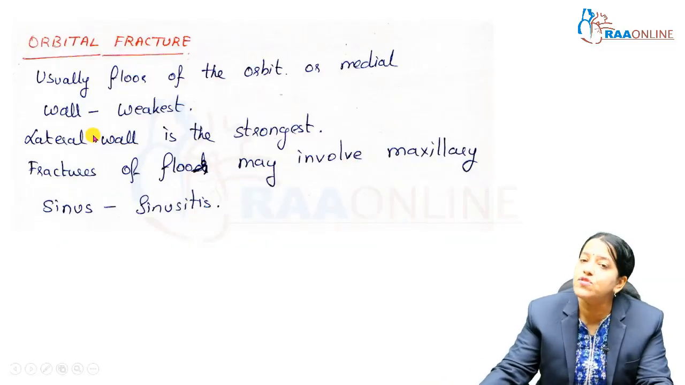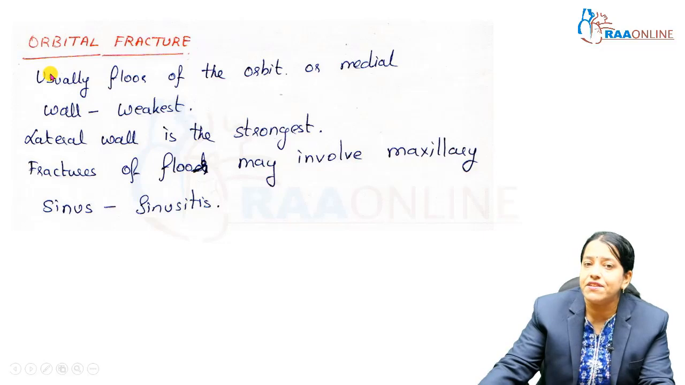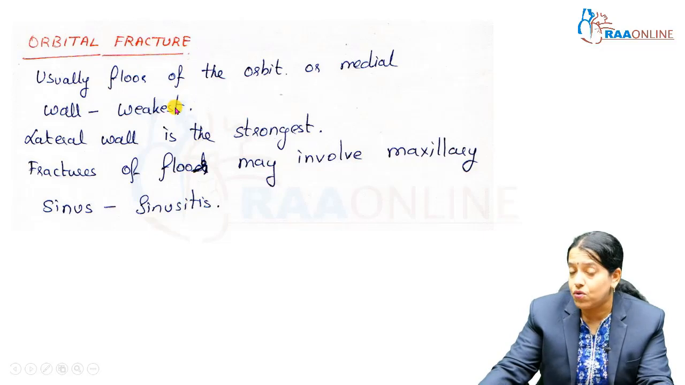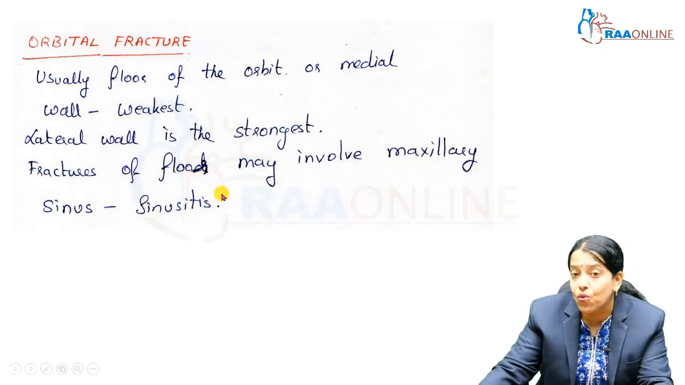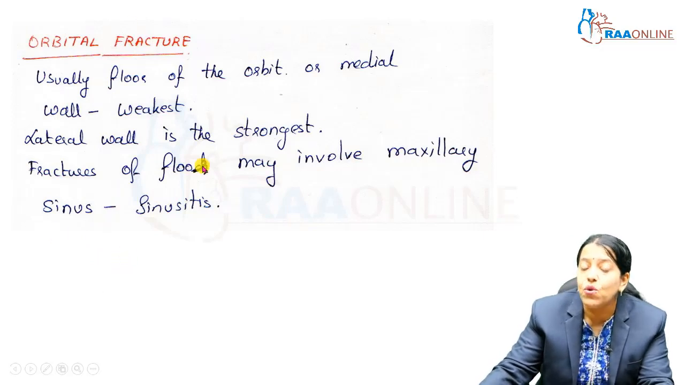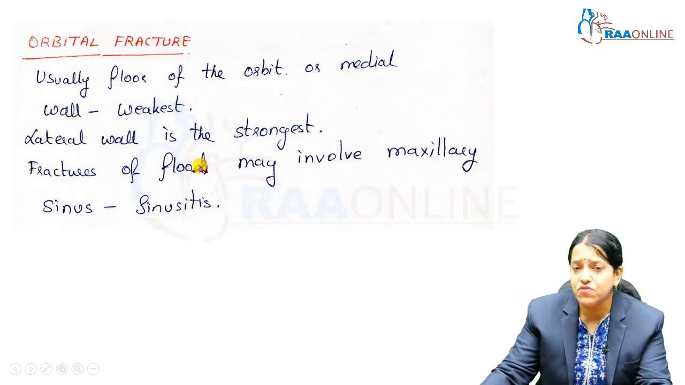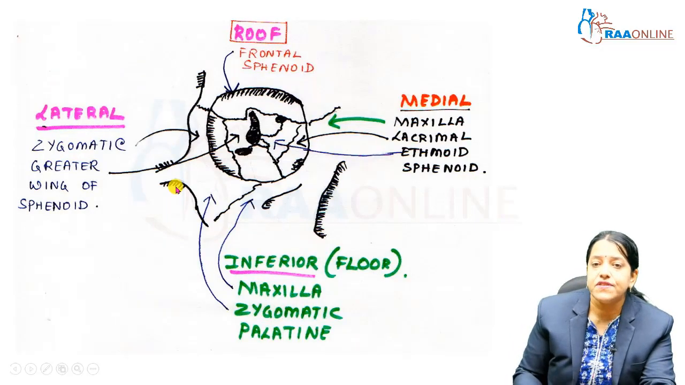Now why do we have to study the orbit? Orbital fracture is quite common. Usually the orbital fracture occurs in the floor of the orbit or the medial wall. Now the medial wall of the orbit is the weakest wall of the orbit, whereas the lateral wall of the orbit is the strongest of the orbit. The fractures of the orbital floor, which is quite common, can involve the maxillary sinus, because I will be telling you each boundary of the orbit and what it is separating from what. So it can lead to a lot of sinusitis and other problems. So this is the clinical aspect.